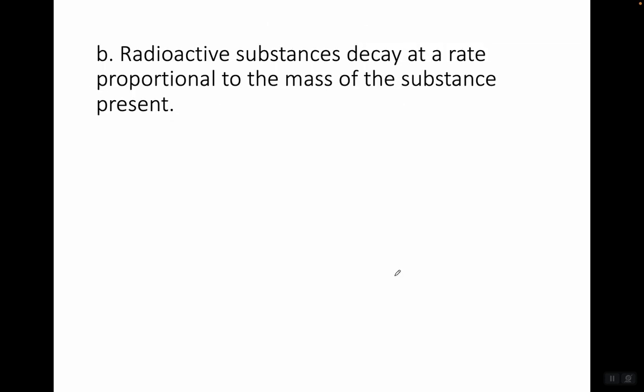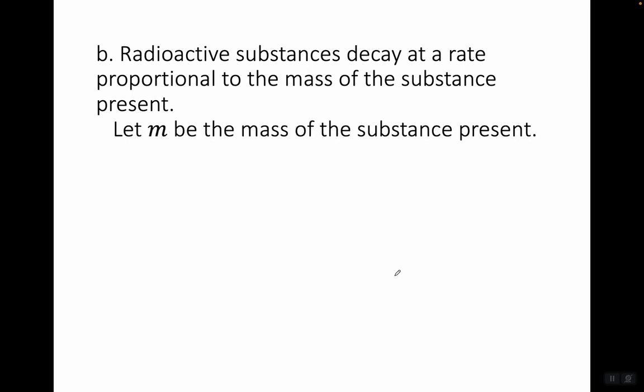Radioactive substances decay at a rate proportional to the mass of the substance present. Okay, we're going to let m equal the mass of the substance present, the mass of this radioactive substance. We'd have dm/dt equals km. This is the rate at which the mass of this radioactive substance is changing, and it's going to be proportional to the mass of the substance.